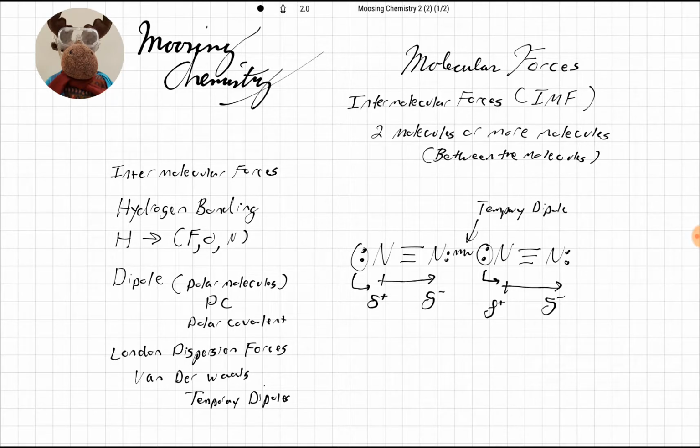So guys, here are intermolecular forces. Hydrogen bonding is the strongest. The second strongest one is the dipole-dipole, and it deals with polar molecules, which we call polar covalent. London dispersion forces and van der Waals forces are the weakest, and they are temporary ones.